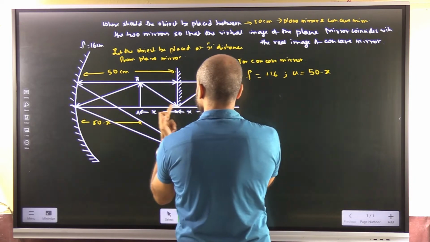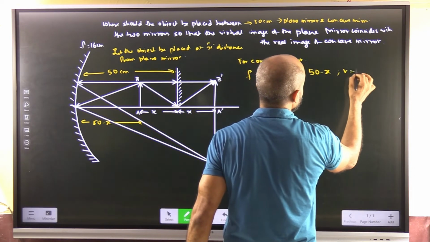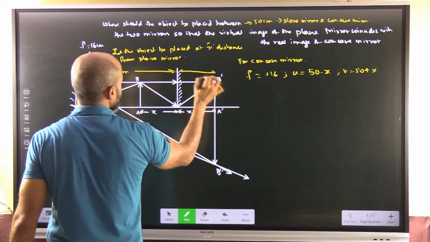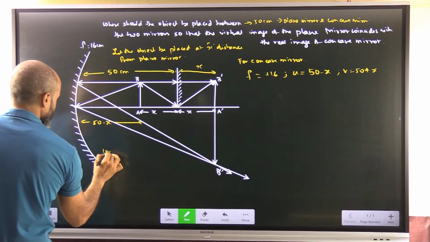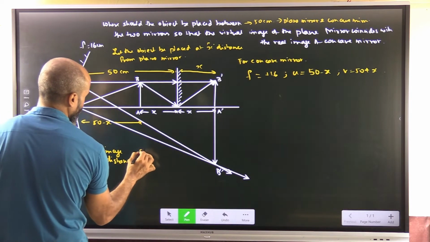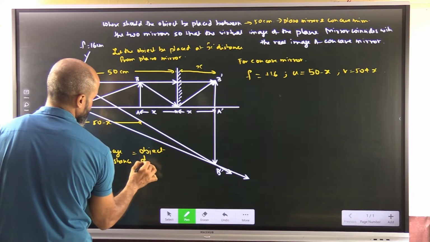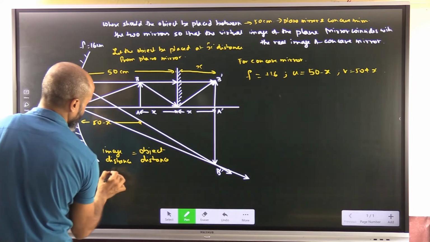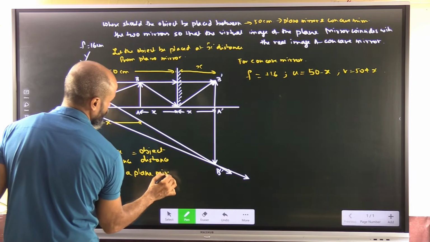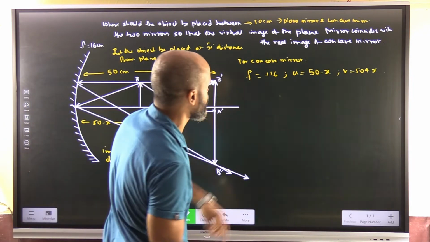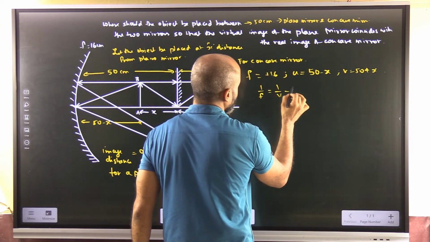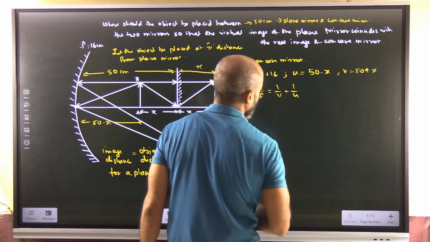This is 50, so this will be 50 plus x. V will be 50 plus x. Why are we taking this x in this way? Because for a plane mirror, image distance and object distance are always equal. So in this case we will have 1 by f is equal to 1 by v plus 1 by u in case of plane mirrors.